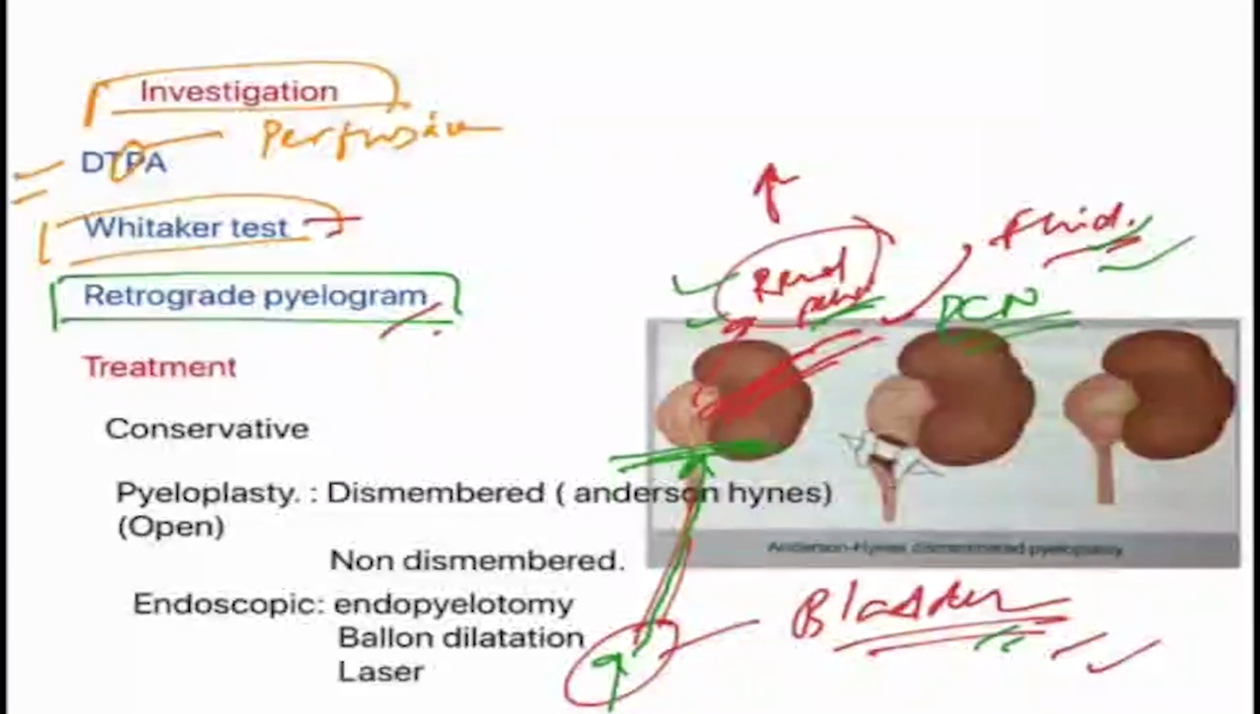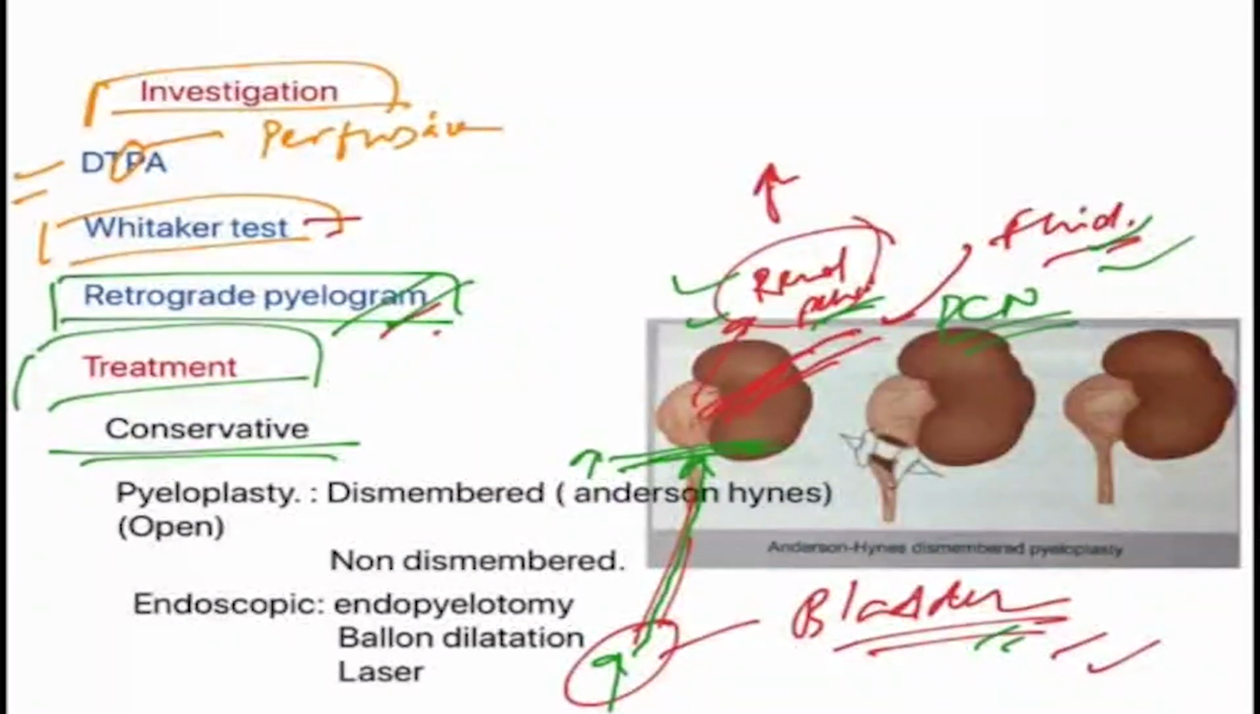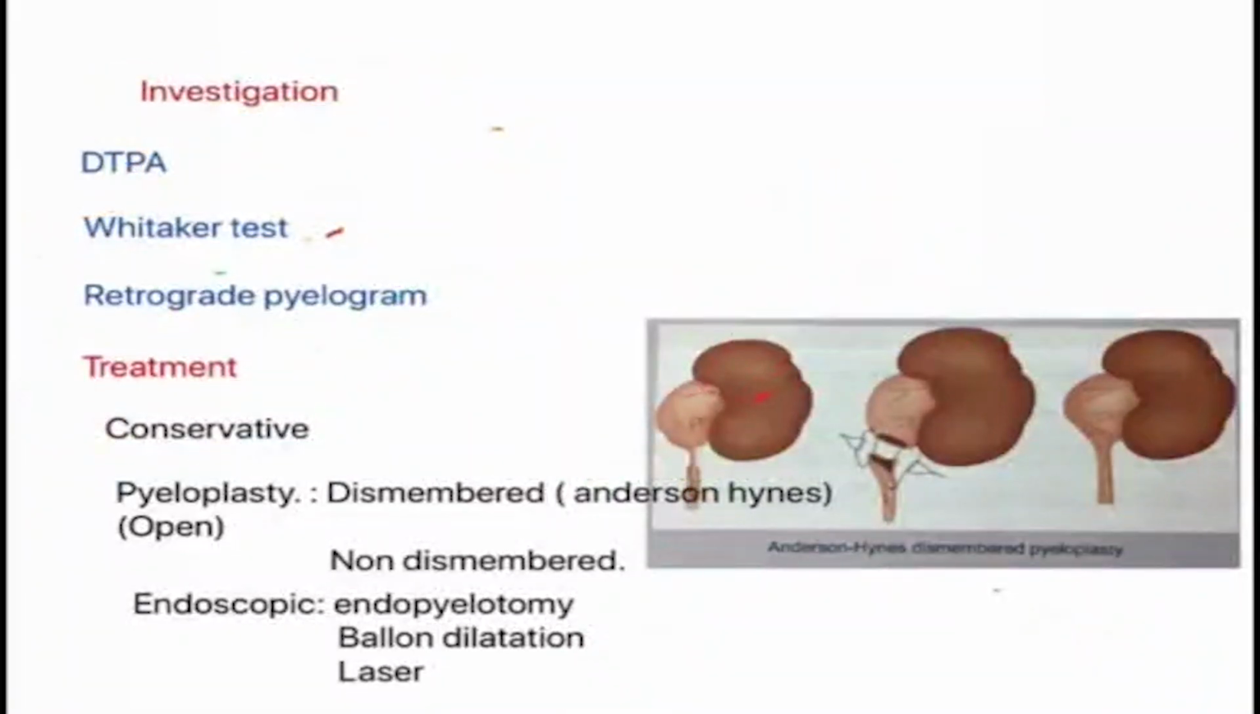Another is retrograde pyelogram, in which fluid is given retrogradely and the fluid doesn't cross the level of obstruction. So this is retrograde pyelogram. The treatment is conservative for asymptomatic patients, and for symptomatic patients pyeloplasty is done.